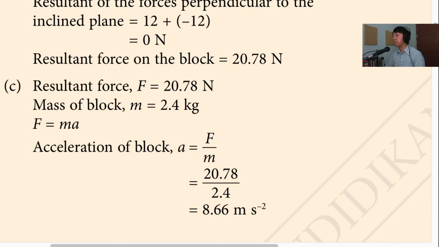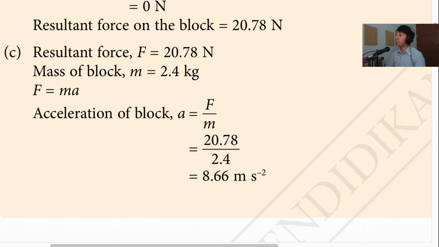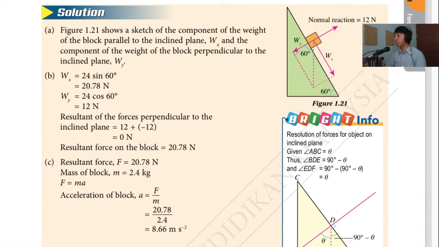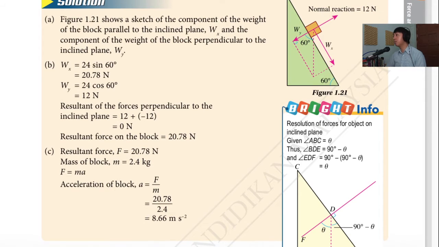Force equals mass times acceleration. Acceleration is F divided by mass. So 8.78 divided by 2.4 equals 8.66. So very much, it's pretty much the same as the last question. The only thing that's a little bit confusing is the first part, right? Trying to find the correct angle for everything.